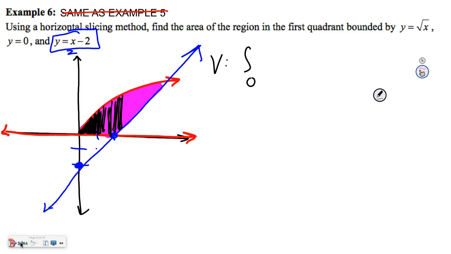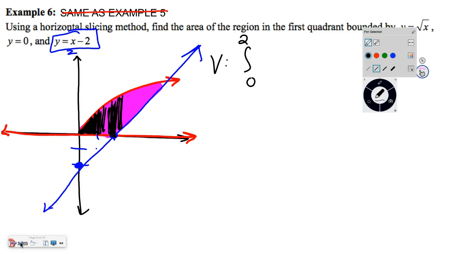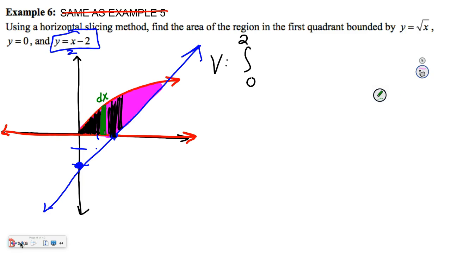Okay. You're going to go from 0 to here, which is obviously 2. From 0 to 2, I'll draw my nice representative rectangle in there so you can see it. I'll do it in green. Everything's going to be about x. This is a dx problem. And from 0 to 2, the height of this is root x, top function minus bottom function, which is just 0. That will give her all of this.